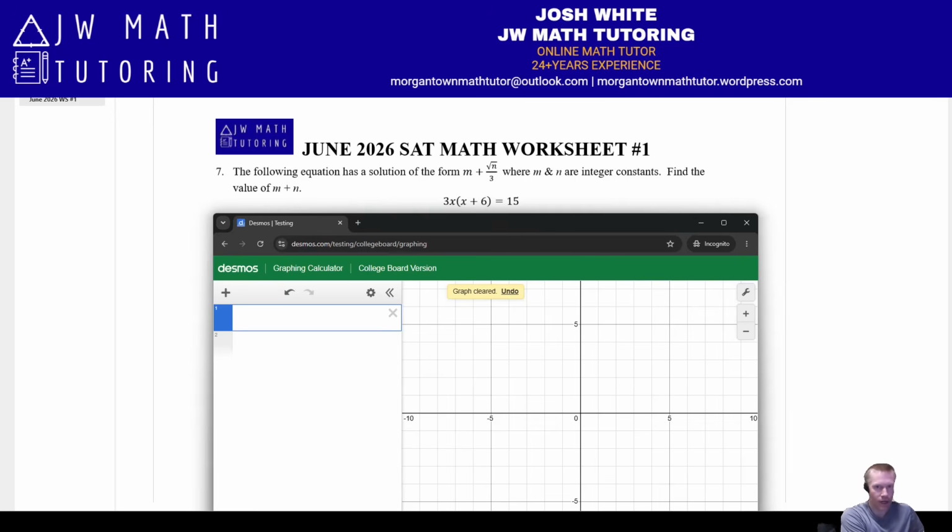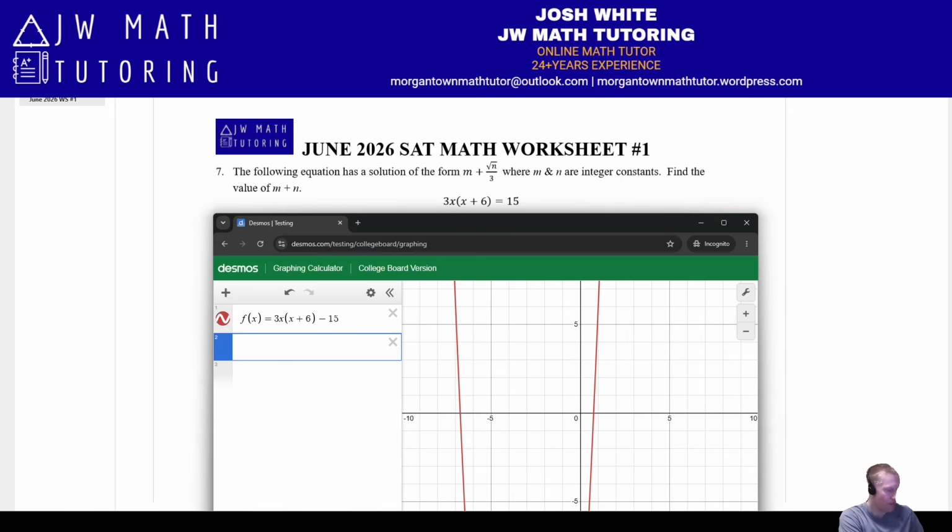So all we have to do in Desmos is type this quadratic equation as a function, meaning we need to get it equal to 0. So just move the 15 over to the left by subtracting it. Then I am going to use regression, and basically what I'm going to say is, okay, I have one solution which looks like this, and that is equal to 0.